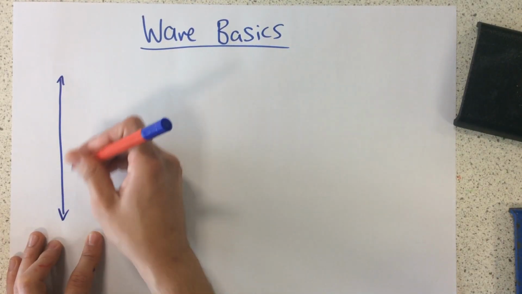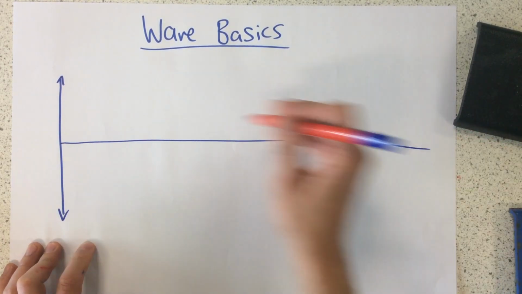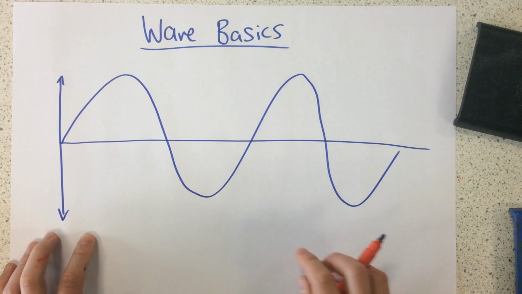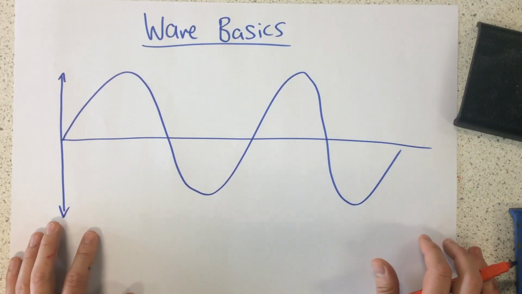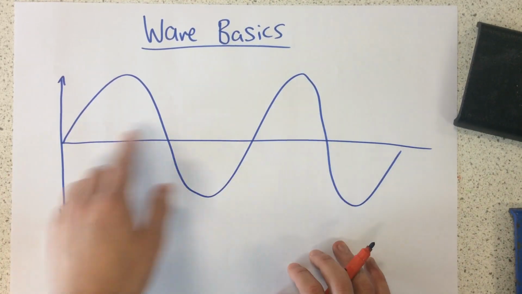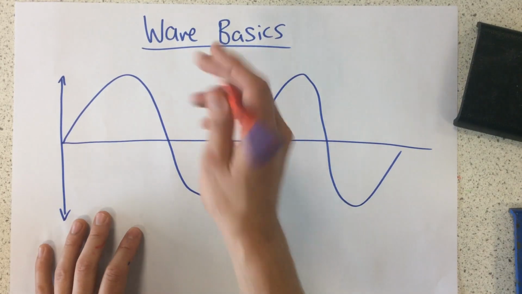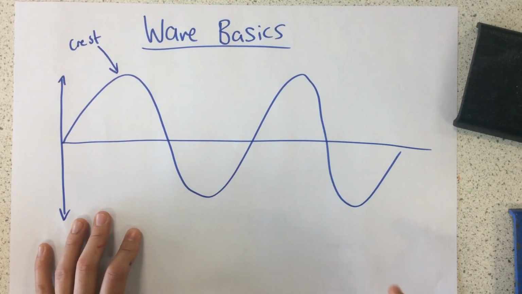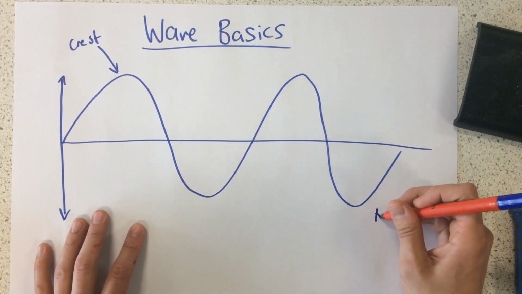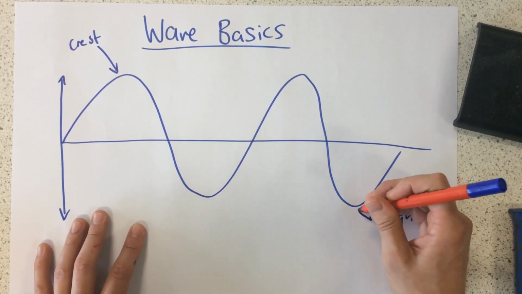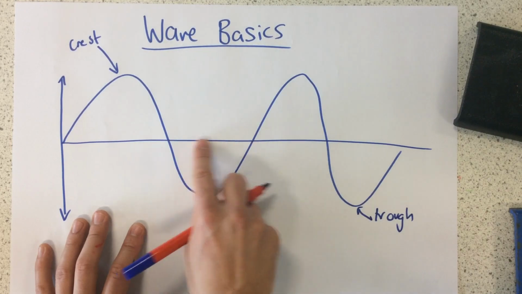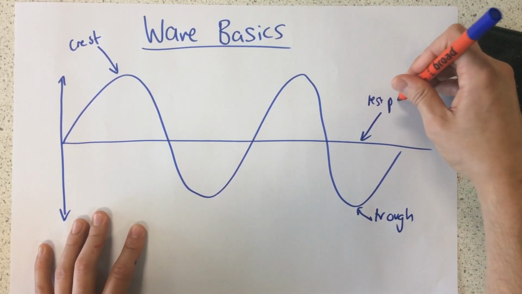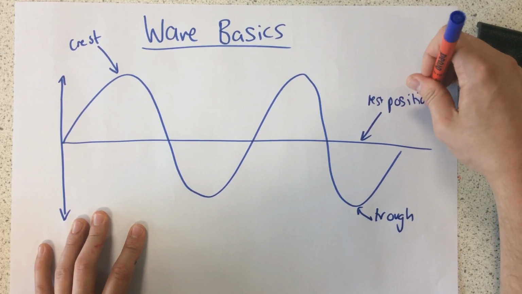So I'm just going to draw a wave for us now, and we're going to label it. Okay, so what we have right here is a wave. This actually is a transverse wave. So these top bits here, it's called the crest of the wave. You might have heard of this in surfing. And here, this bottom part is called a trough. This middle section here is the rest position. So notice how the wave goes above and below the rest position.